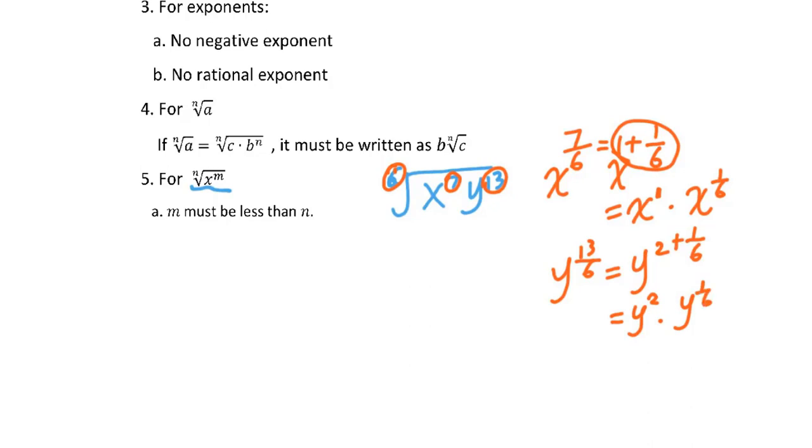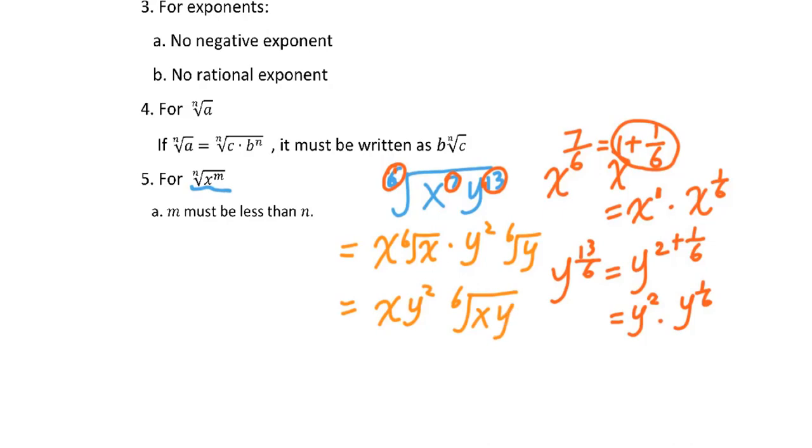Therefore, when you simplify, you will get x times the 6th root of x, times y squared times the 6th root of y. So you get xy squared times the 6th root of xy. That's how you simplify.